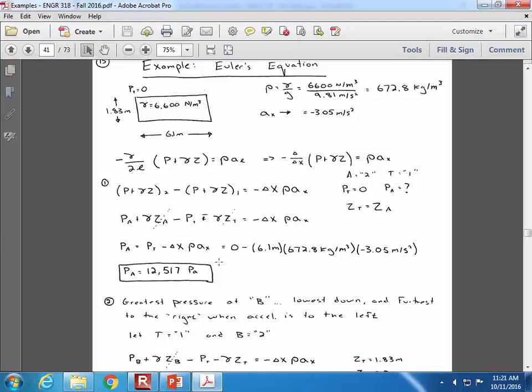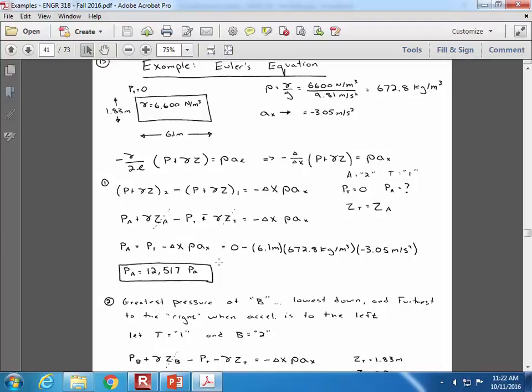Okay, so what do we know? We know delta X. The distance between them is 6.1 meters. We know the acceleration in X is negative 3.05 meters per second squared. We know the density from before, which we calculated, is 672.8 kilograms per cubic meter.